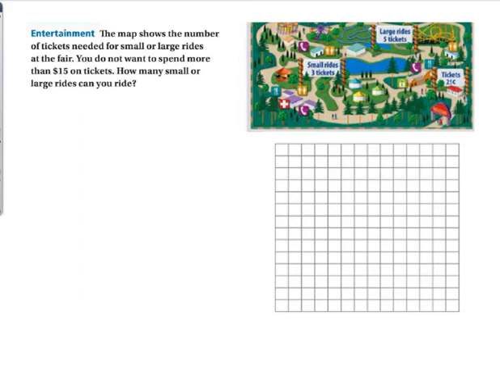So this lovely story problem comes straight out of the book. The map shows the number of tickets needed for small or large rides at the fair. If you've ever been to a fair that has rides, you know that you have to buy a certain number of tickets for each ride. You do not want to spend any more than $15 on tickets. How many small or large rides can you ride? So the grid there suggests that we're going to have to graph some sort of inequality, which we're not given, which means that we need to come up with one.